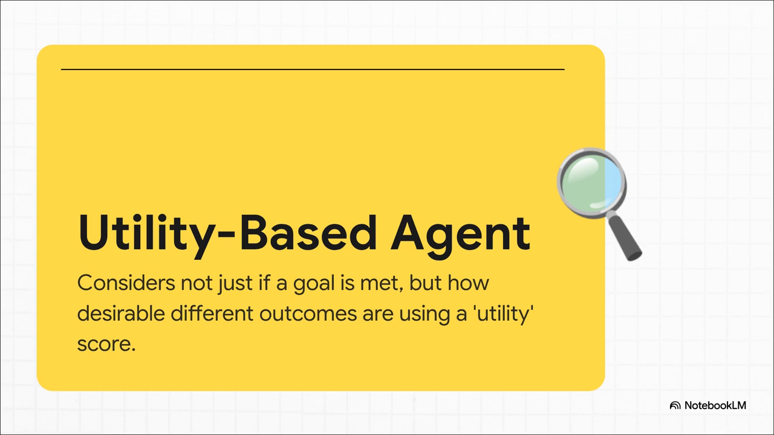That's where our next upgrade comes in. A utility-based agent doesn't just find a way to the goal, it finds the best way. It does this by giving each possible outcome a utility score, which is basically just a happiness score.